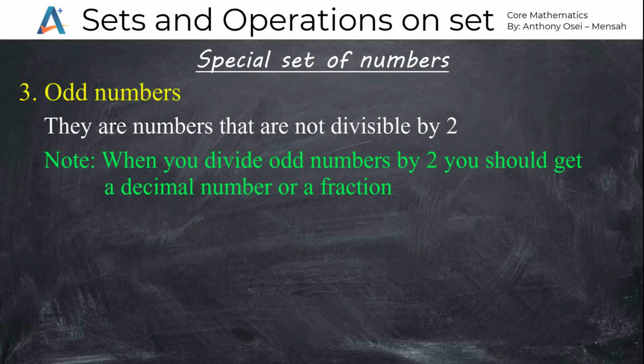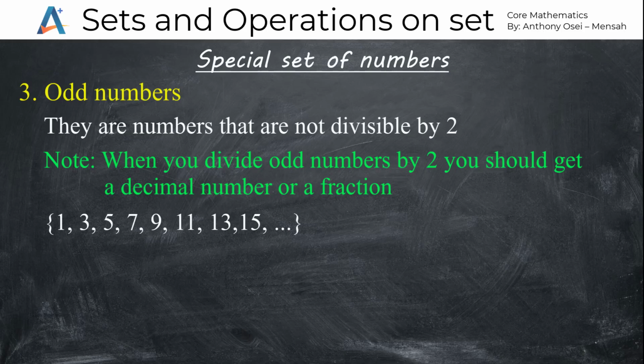Examples of odd numbers are 1, 3, 5, 7, 9, 11, 13, 15, and so on. These are examples of odd numbers. So odd numbers are also qualified to be a special set of numbers.